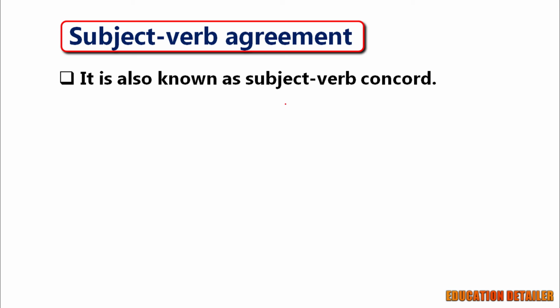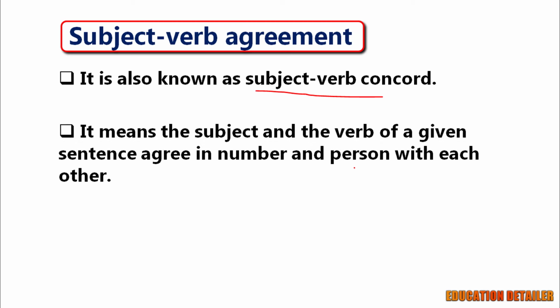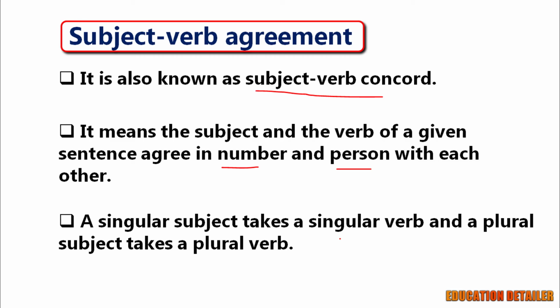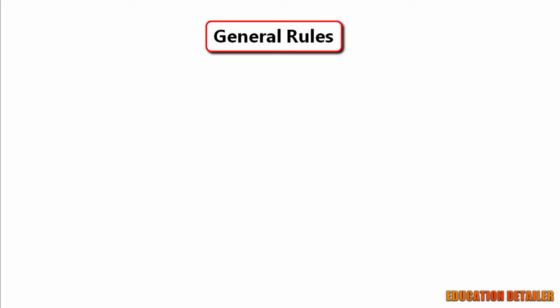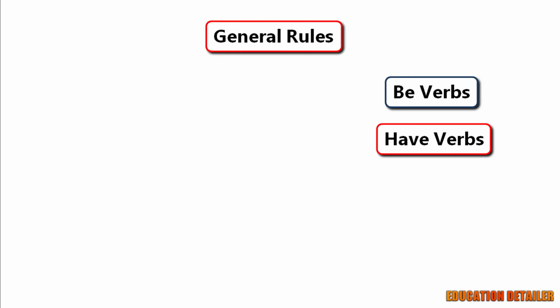Subject-verb agreement, also known as subject-verb concord, means the subject and the verb of a given sentence agree in number and person with each other. A singular subject takes a singular verb and a plural subject takes a plural verb. Let's quickly look at the general rules of Be-verbs, Have-verbs and Other-verbs.